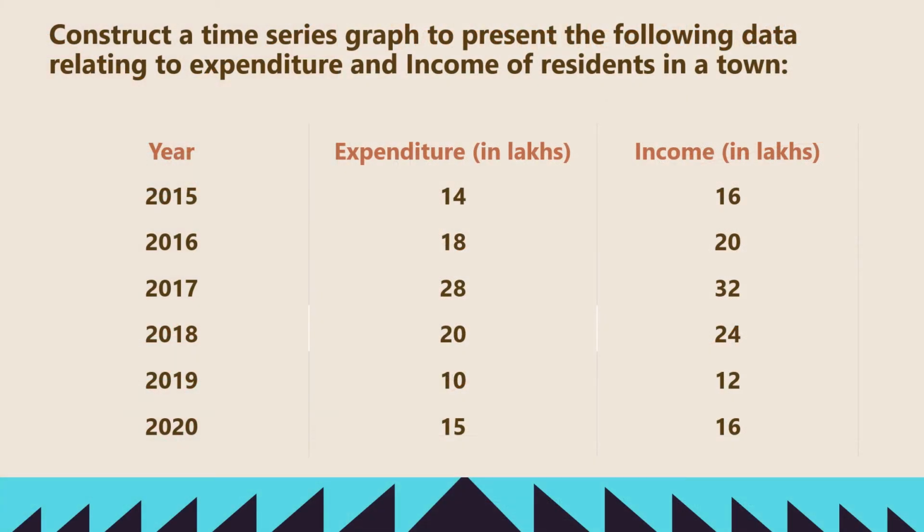And we have another table or tabular representation of data which we need to translate or convert to a graphical representation or graphical form. So we're going to construct a time series graph to present the following data. And this data relates to expenditure and income of residents in a town from the year 2015 to 2020. As you can see, there are two variables. One is expenditure in lakhs and one is income in lakhs. Let's plot all these data onto a graph.